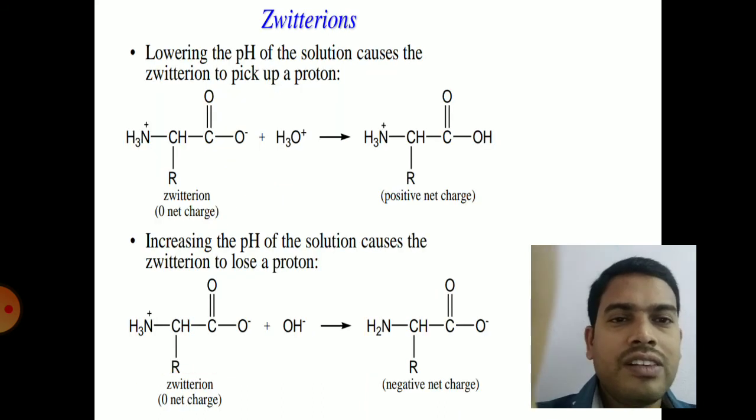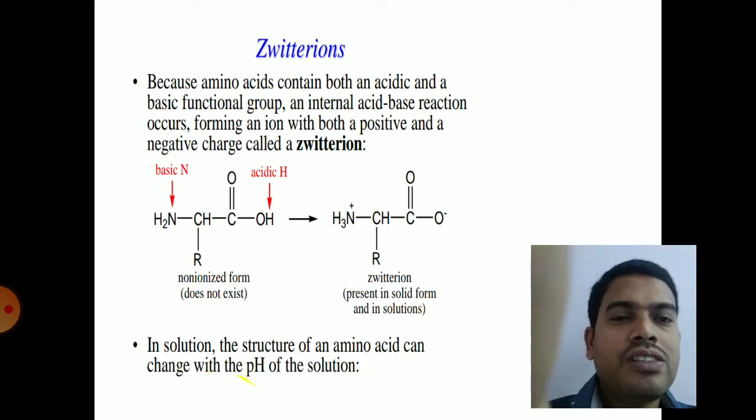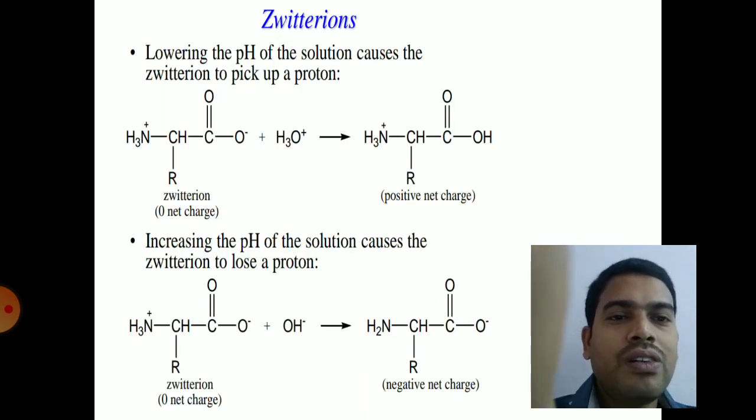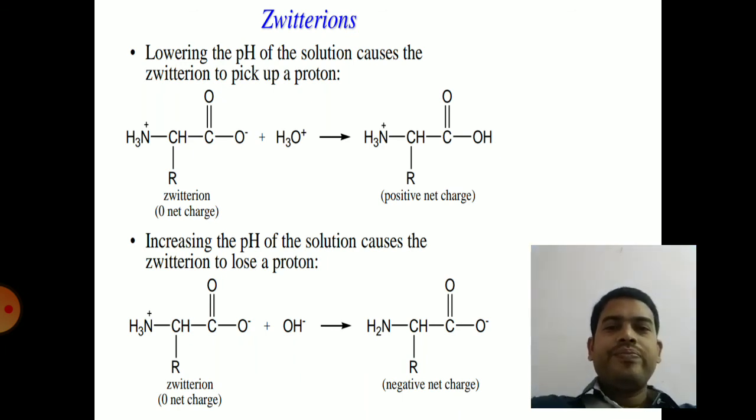So that is Zwitter ions. So another point was mentioned, in solution the structure of an amino acid can be changed with the pH of the solution. So the pH also plays an important role in the change of the structure of the amino acid. You can see clearly here, for example, in water, the amino acid will be existing in Zwitter ion form.